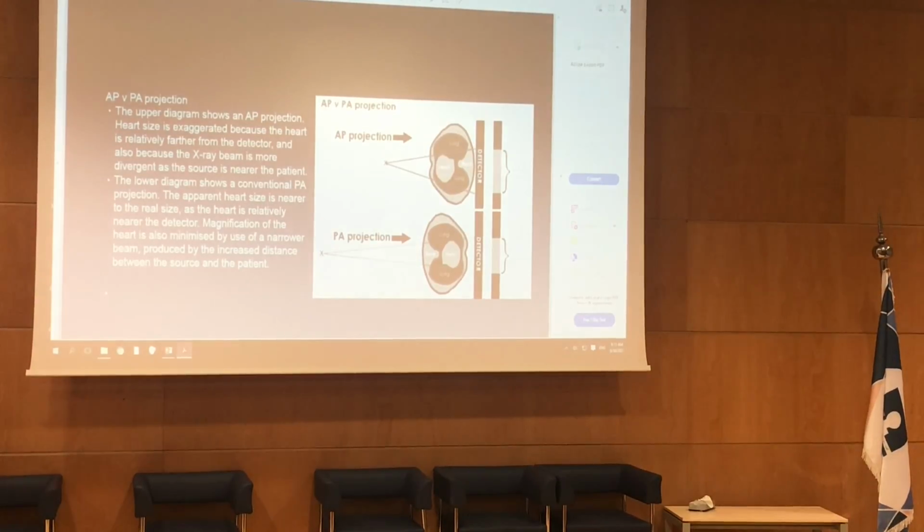Yes? I think that the size of the heart can be measured with the diaphragm. It should be one third of the length of the diaphragm.